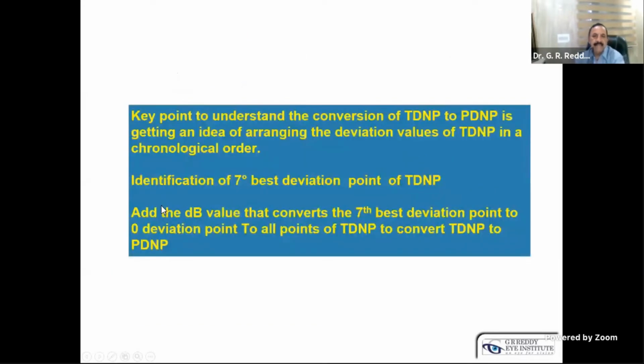Now we should see how they are created. Why they are created, we know now. The most important point, the key point to understand the conversion of total deviation to pattern deviation, is getting an idea of arranging the deviation values of the total deviation numerical plot in chronological order, identifying the seventh best deviation point, and adding the dB value that converts the seventh best deviation point to zero deviation to all the points of TDNP to convert TDNP to PDNP.